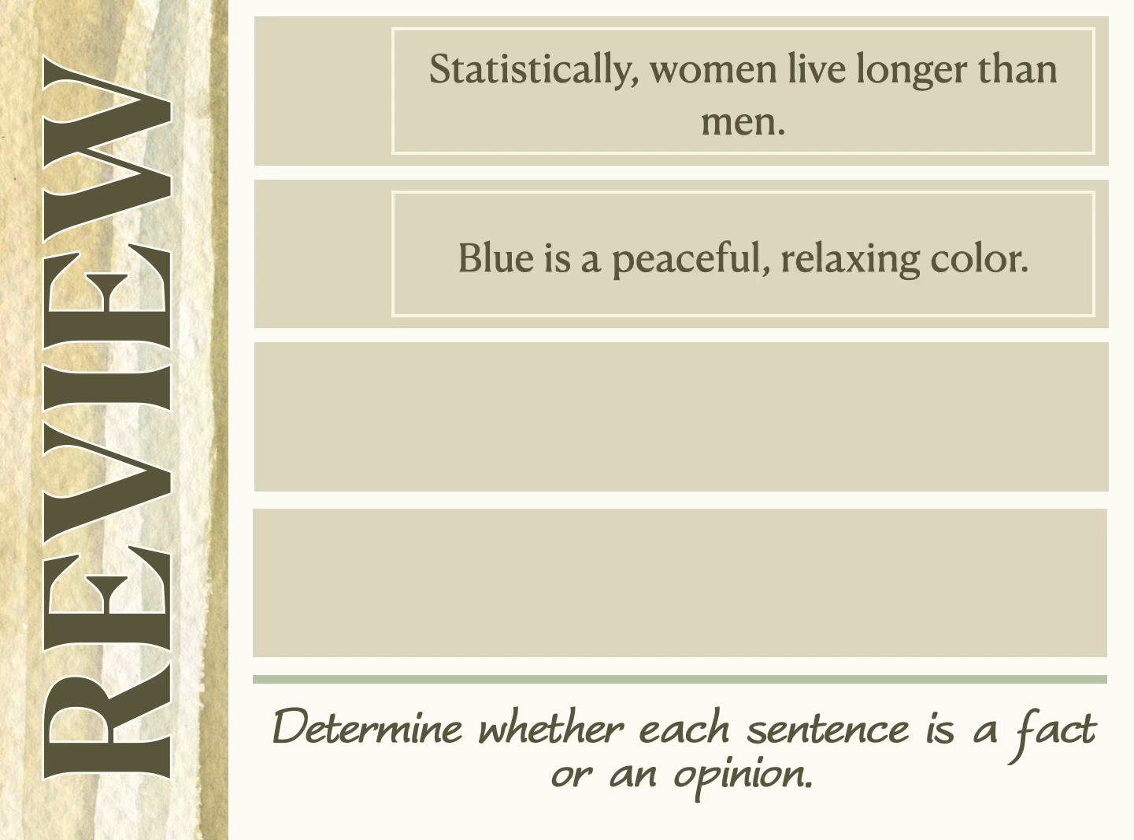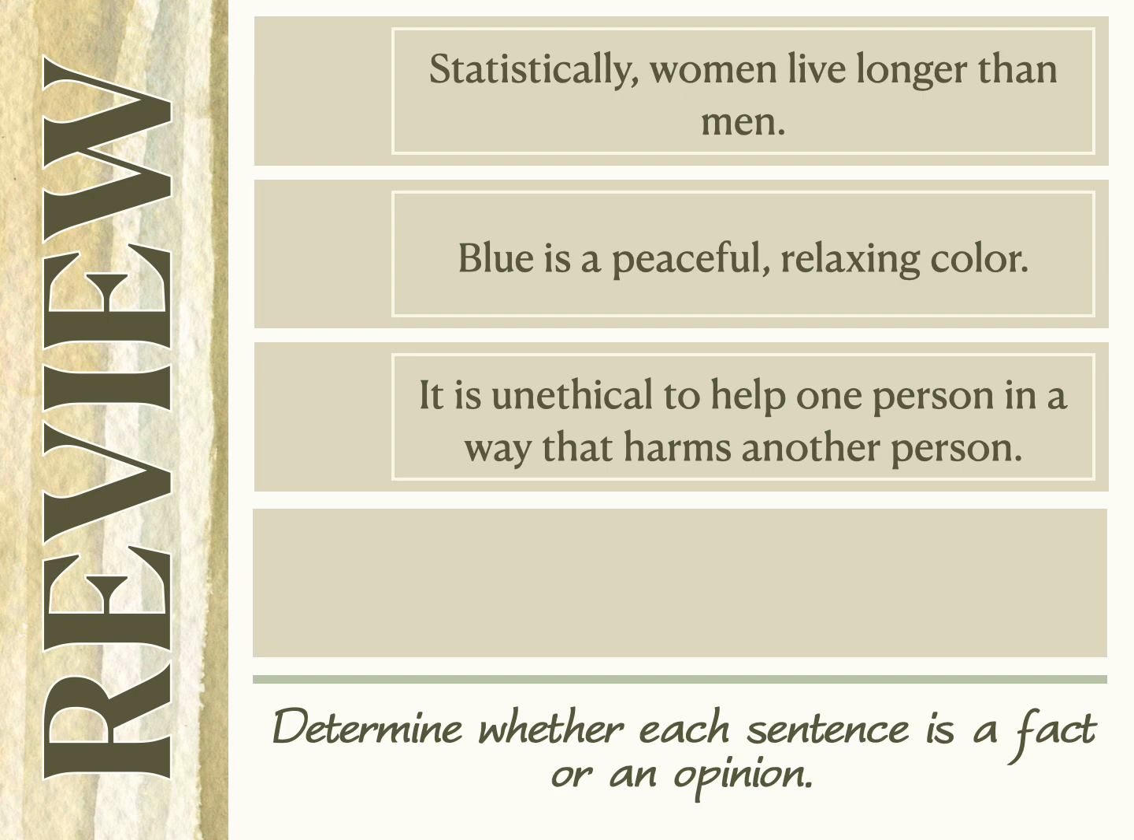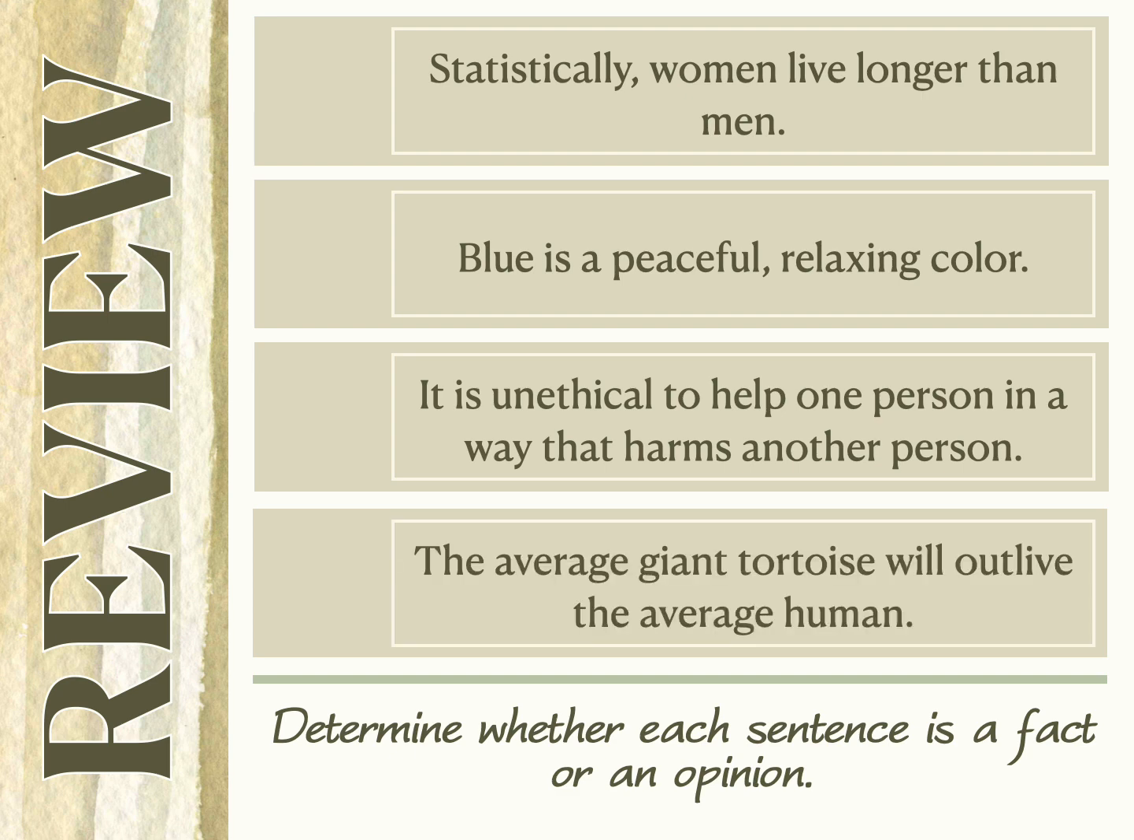Number 2, blue is a peaceful, relaxing color. Number 3, it is unethical to help one person in a way that harms another person. And number 4, the average giant tortoise will outlive the average human. So on your own, go ahead and mark an F if it's a fact, an O if it's an opinion, and come back when you're ready to hear the answers.